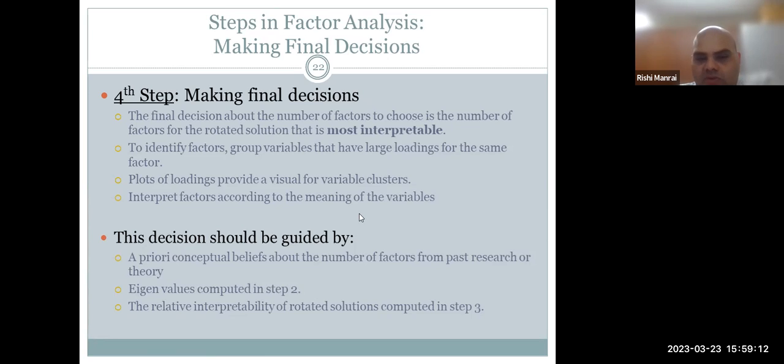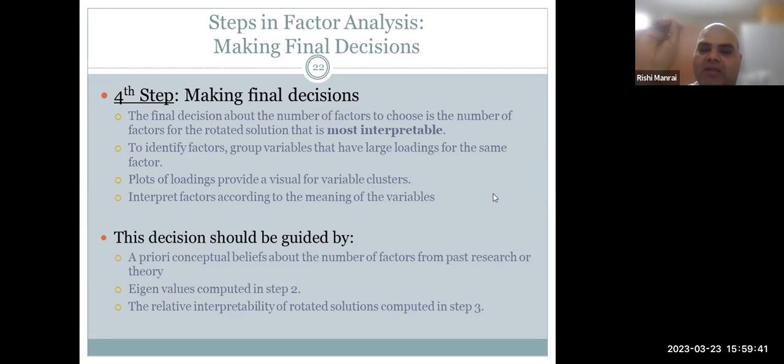So we will only select those factors, or combine only those items, which have high factor loading. Now, plots of loading provide a visual for variable clusters. So once we see this particular scree plot, we will be visually able to understand which factors will be formed out of this factor analysis.